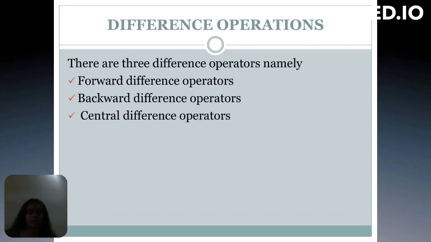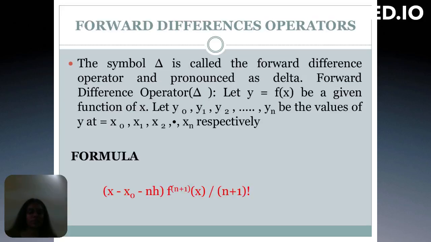And the next topic is difference operators. There are mainly three difference operators, namely forward difference operators, backward difference operators, and central difference operators. Today I'll be speaking about forward and backward difference operators. So first is the forward difference operators, and in forward difference operators, the symbol delta is used, and it's a triangle shape.